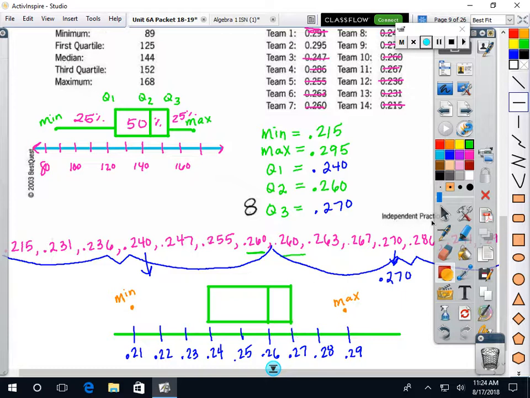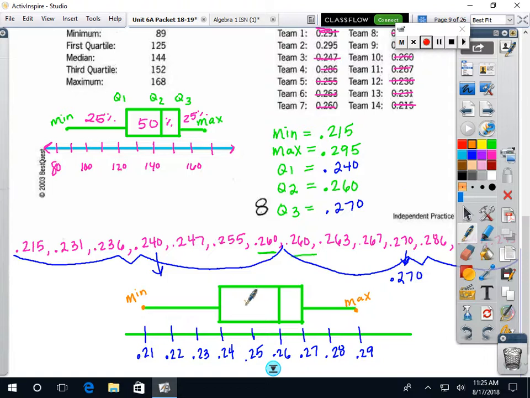Okay? And then you will connect the whiskers to the box. The min and the max connect to the box, and those form the whiskers of the box and whisker plot. Does that make sense? Now remember, 50% of the data falls within the box. Okay, the box contains 50% of the data. 25% of the data would be below it, and 25% would be above it. Okay, to make up 100% of the data.